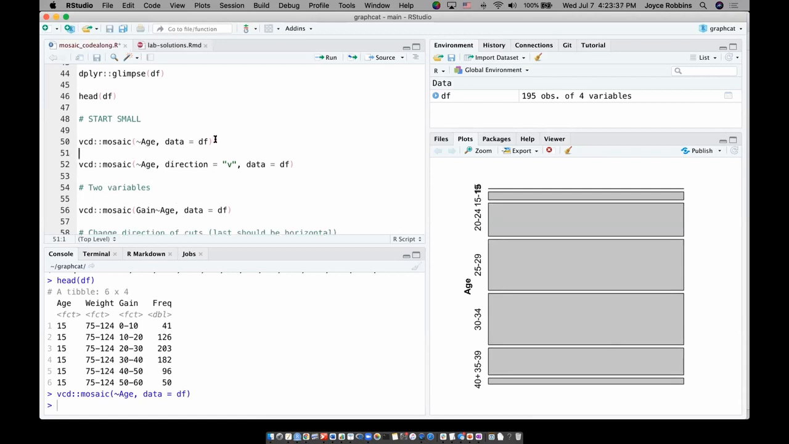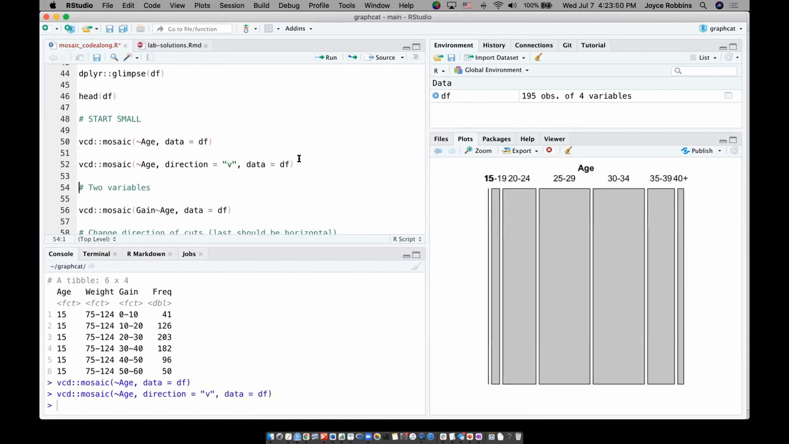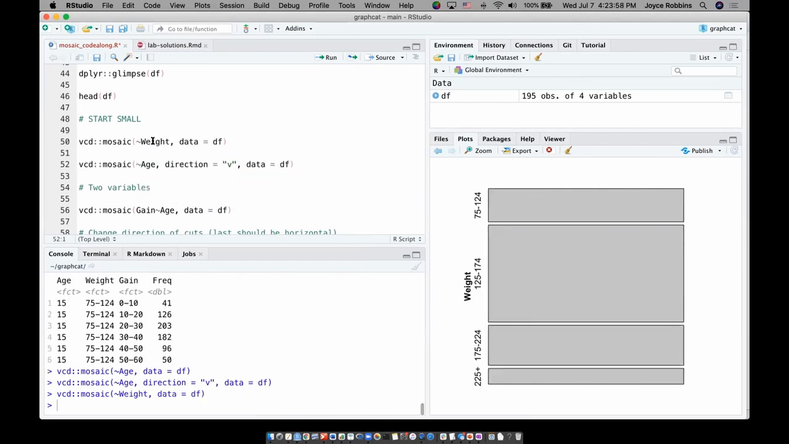If I want to change the direction, we use the direction parameter. The default is to start horizontal. I want, though, the first cut to be vertical, so I'm going to change it, and then we get that vertical cut. You can play around with looking at other variables, like you could look at the weight variable first, whatever you want to do there.